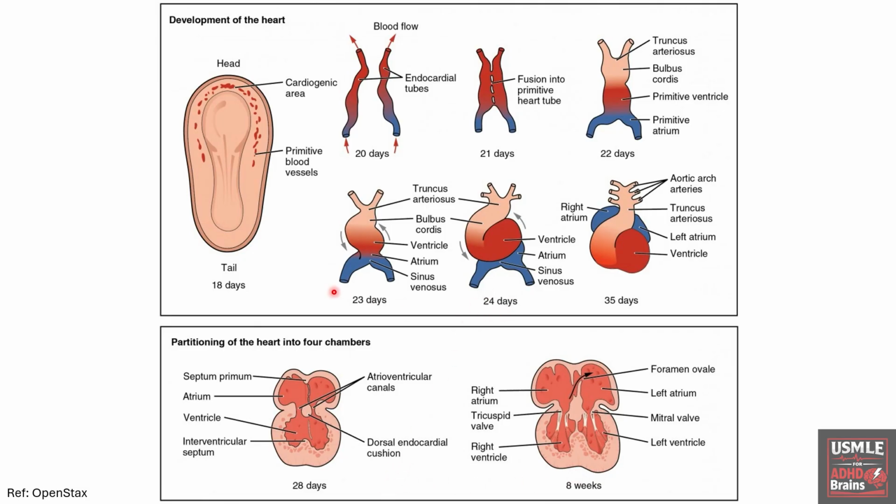Most congenital heart disease can be understood as an error in one of these steps. Problems with looping can alter position. Problems with septation can create abnormal communications between chambers, and problems in outflow tract development can produce major conotruncal defects. Understanding the normal sequence makes the pathology much easier to recognize and remember.